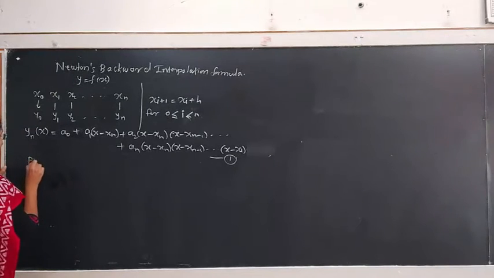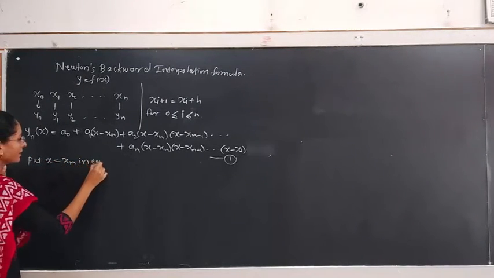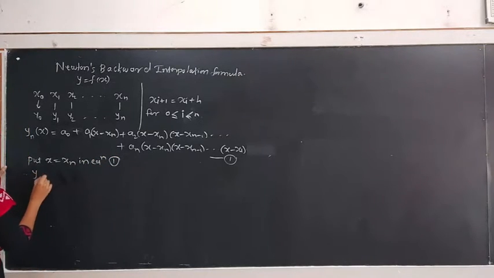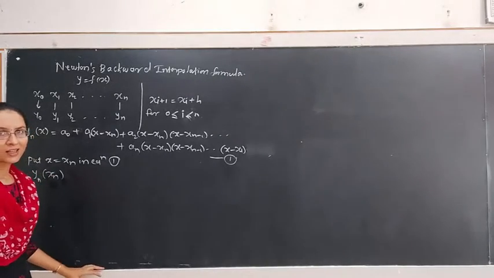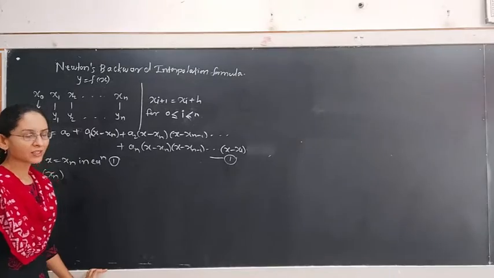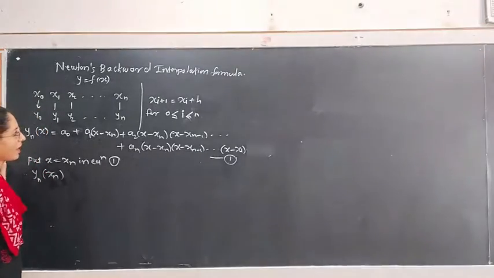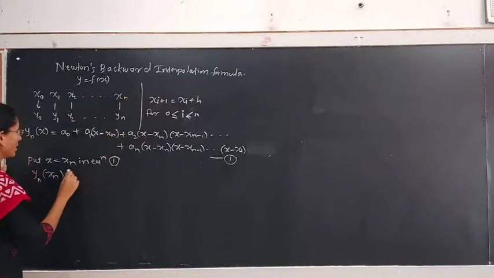Put x is equal to xn in equation number 1. Hence the left side is yn of xn. But we know yn of x and y of x take the same values in the backward difference table. Hence, we also write this yn of xn as y of xn, and we know y of xn is yn.